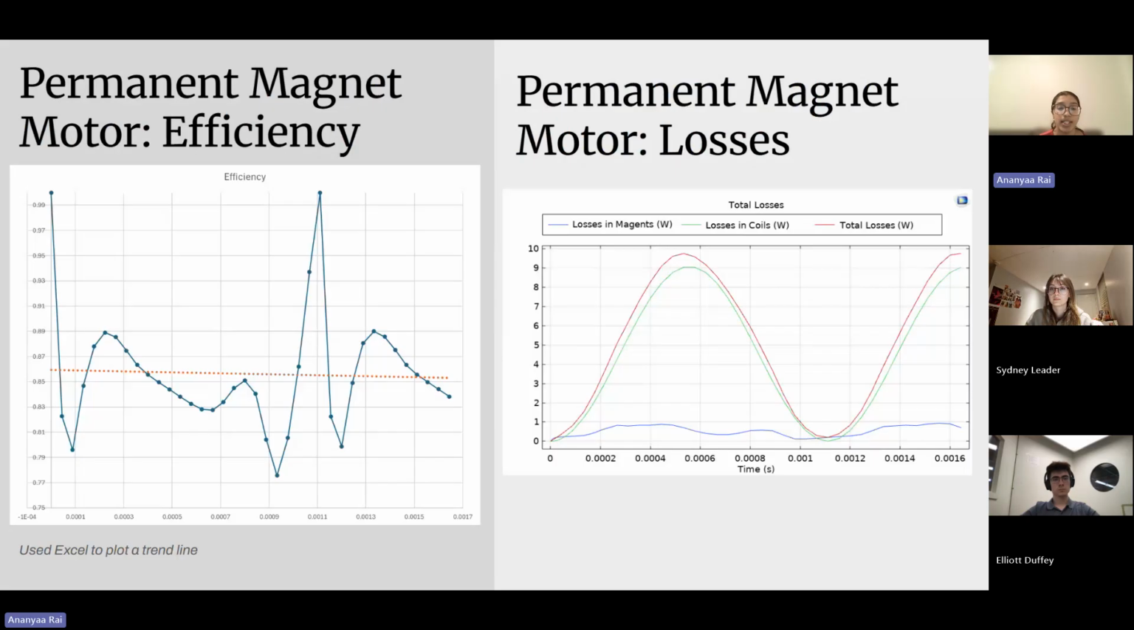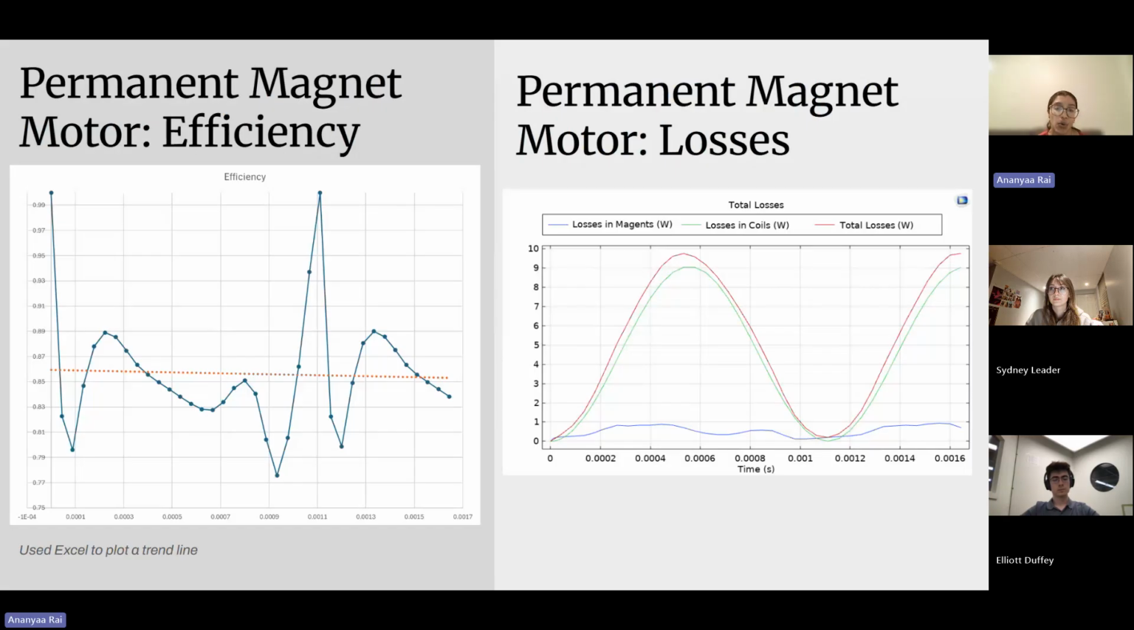Looking at efficiency, we can see that the efficiency bounces around due to the changes of the current and peaks in the powers that we saw. Looking at the efficiency overall, we see that the trend line shows an efficiency of around 85 to 87%.